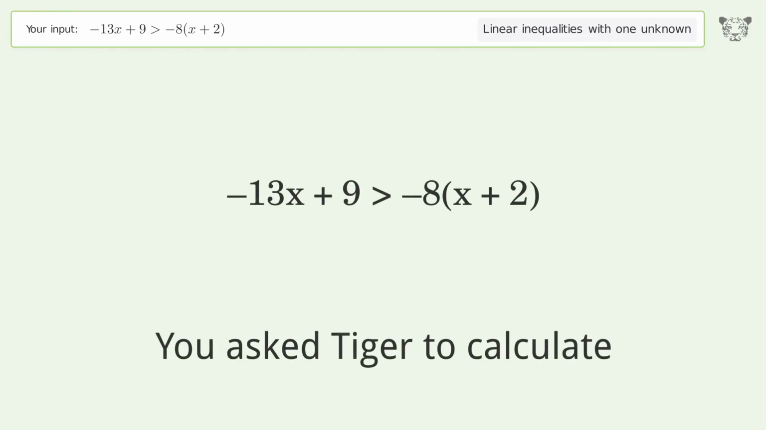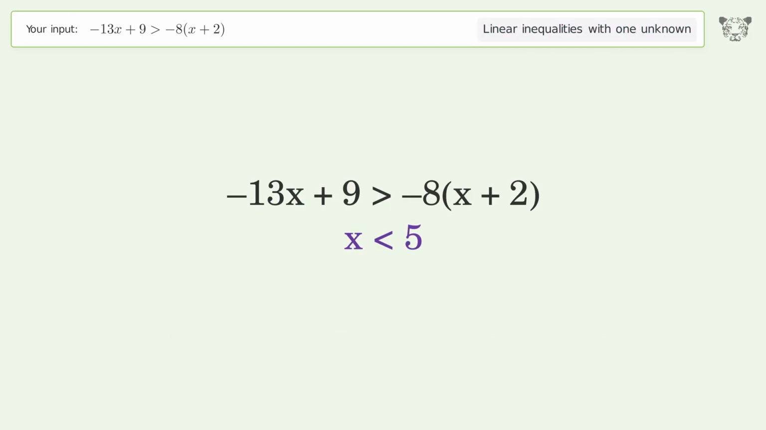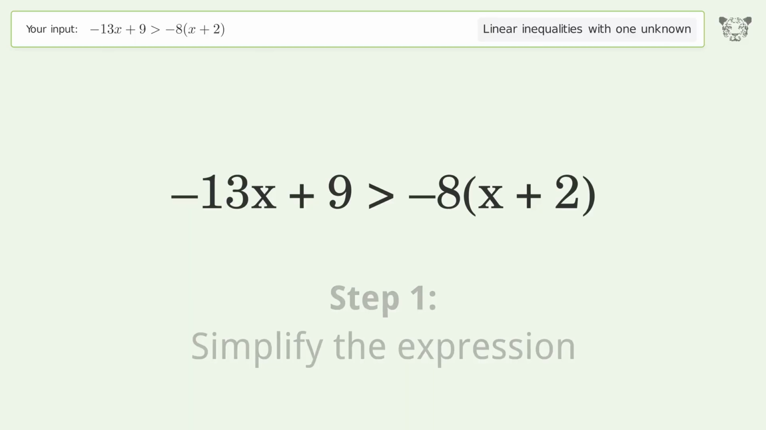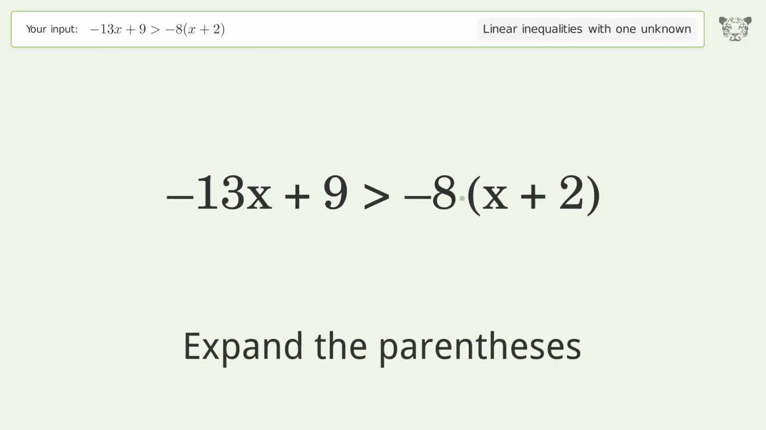You ask Tiger to calculate. This deals with linear inequalities with one unknown. The final result is x smaller than 5. Let's solve it step by step. Simplify the expression. Expand the parentheses.